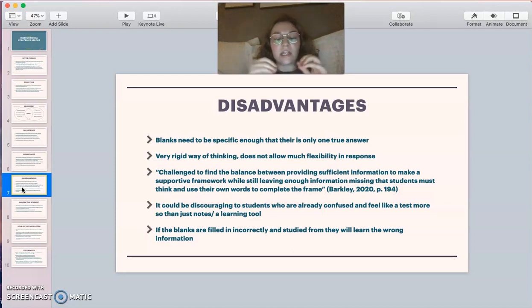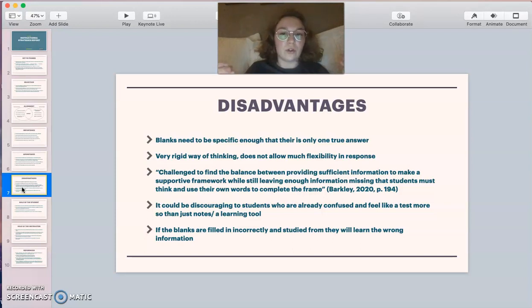And then in actually creating the frames, it can be kind of difficult to find a balance between leaving enough information blank for the students to fill in, but also including enough that it is obvious how to fill it in. So it's just trying to find the balance yourself when making the frames. And it could be discouraging for students who are already confused because it has that practice test format where they have to find the answer.